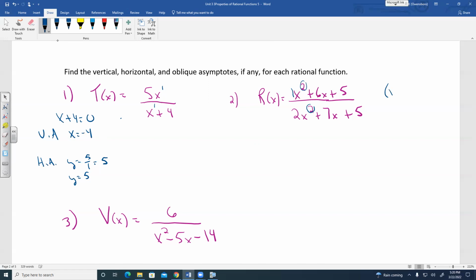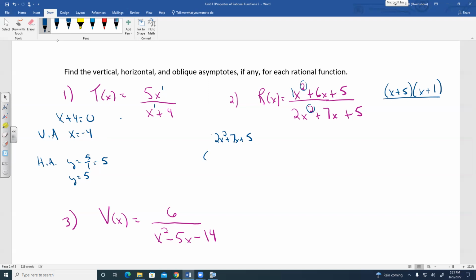The numerator is factorable. And notice that the factors of 5 that give you a 6 would be a +5 and a +1. Now, does the denominator factor? So if I have this 2x squared plus 7x plus 5, I'm going to do this over here a little bit.